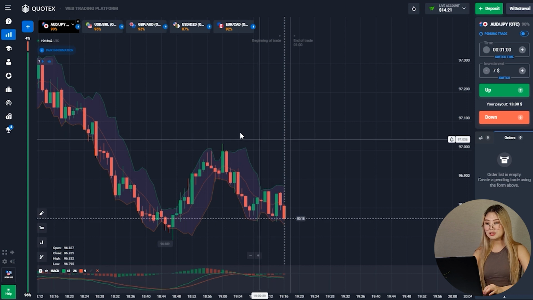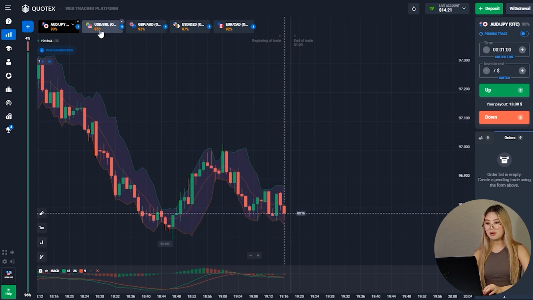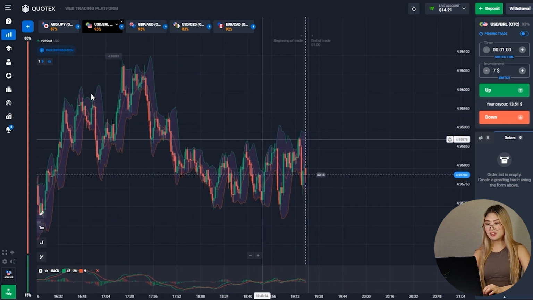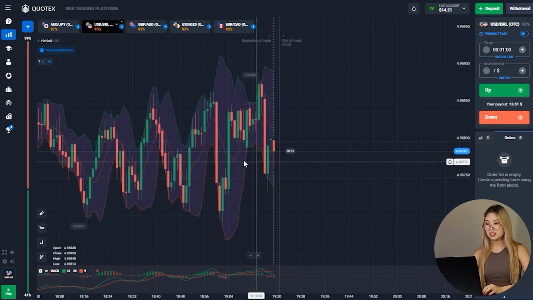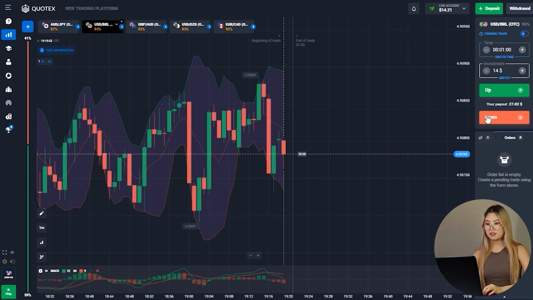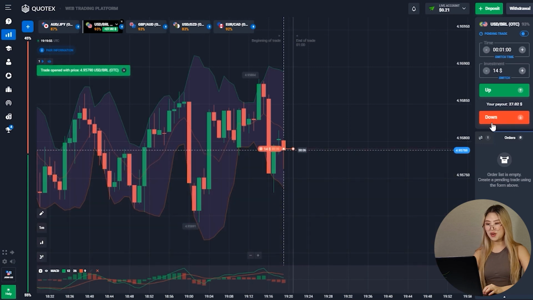And well, let's move on to the second currency pair, American dollar and Brazilian real. And guys, on this currency pair we see an unpleasant situation, we see a downtrend here. And yeah, I want to catch that upward movement, that's why $14 trade down, let's go.